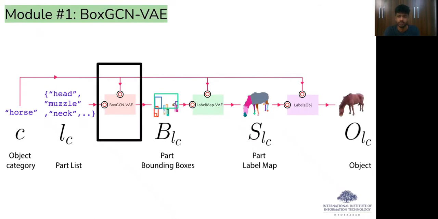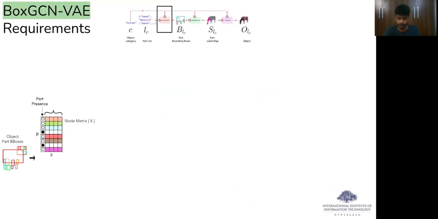Let's look at the modules one by one. We'll begin with the first module, which generates the part bounding box layout. The part layout of an object is represented as a graph, whose nodes correspond to parts, with information about their existence within the object. The edges between nodes are based on predefined meronymic relationships between the parts. Here, meronymic is a linguistic term which represents part-of relationships in semantic ontologies.